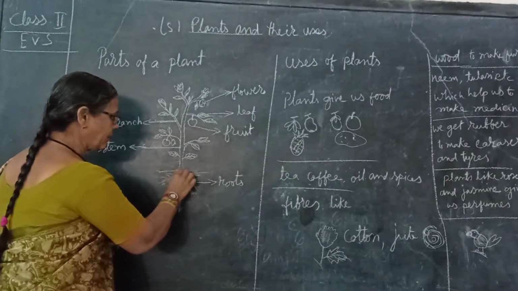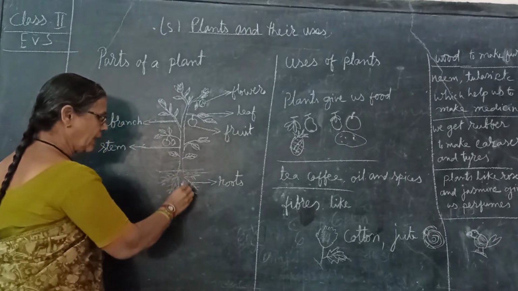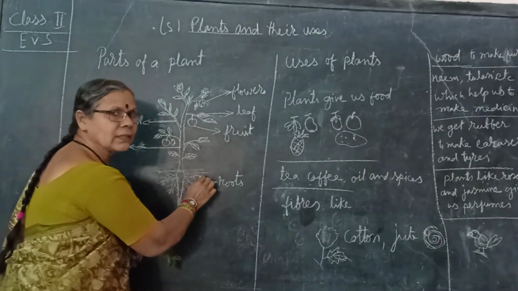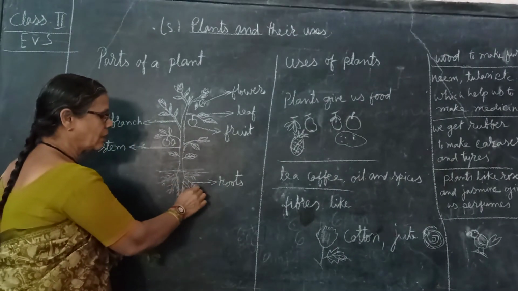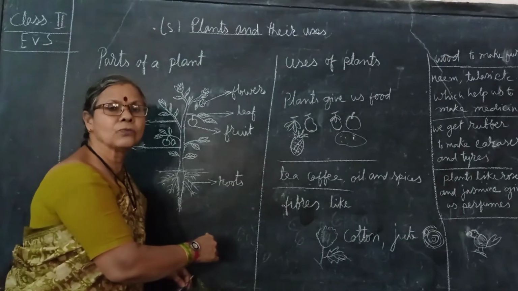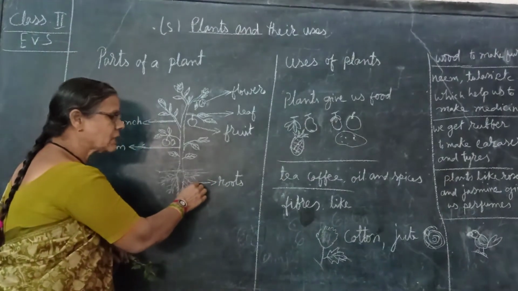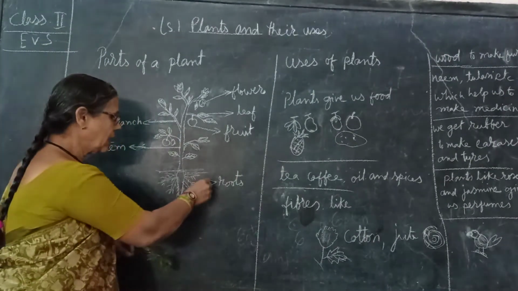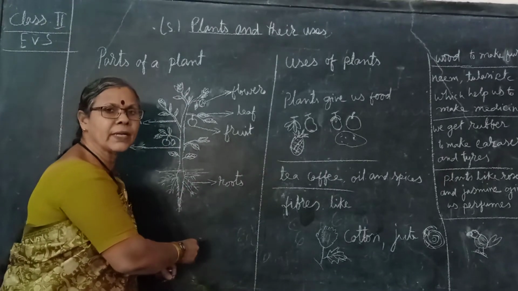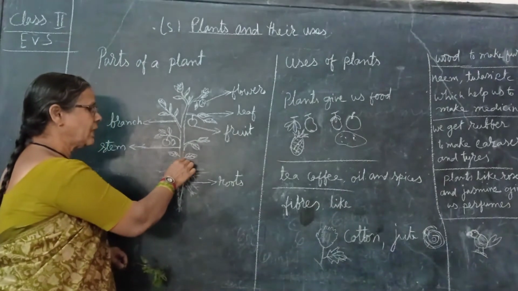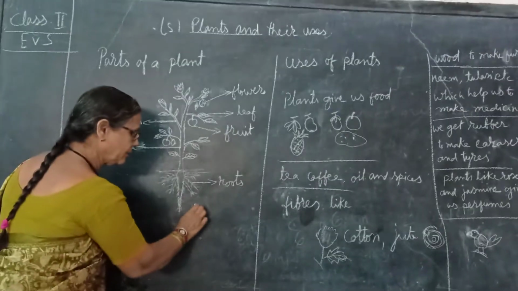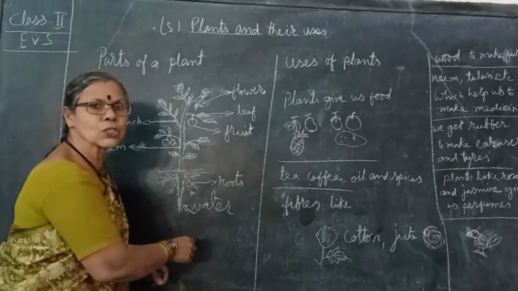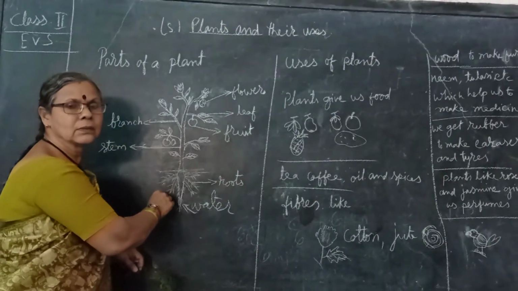This is the stem, this is the soil, and this is the main root. This is the main root, and these are the branches of the root. All the branches of the root. What is the function of the root? It holds the soil firmly to the ground and absorbs the water and minerals from the soil and sends them to the stem. They absorb water from the soil and send it up to the stem.